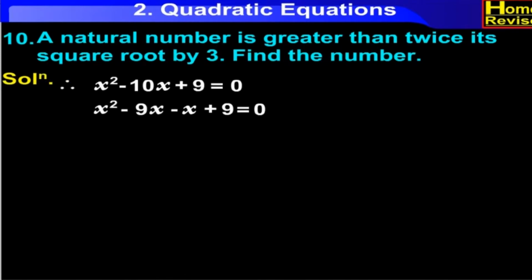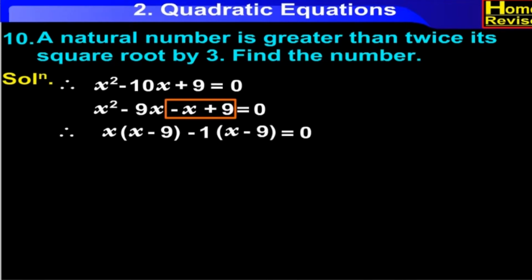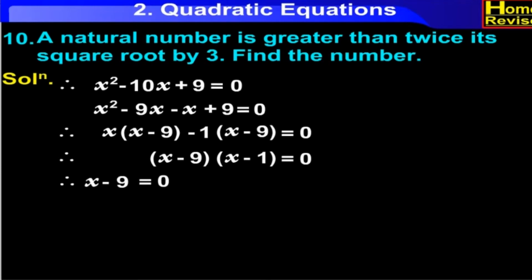Taking out x common from the first two terms, we have x (x minus 9). And taking out minus 1 common from the next two terms, we have minus 1 (x minus 9) is equal to 0. Therefore, (x minus 9) into (x minus 1) is equal to 0. Therefore, x minus 9 is equal to 0 or x minus 1 is equal to 0. Therefore, x is equal to 9 or x is equal to 1.